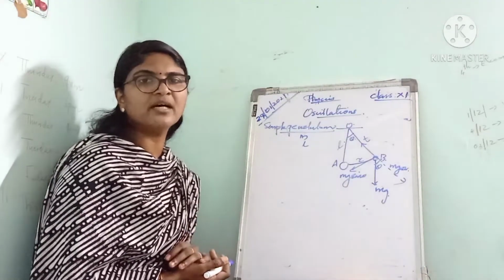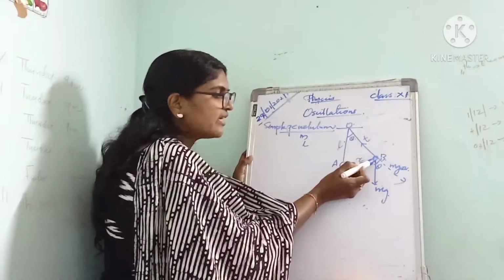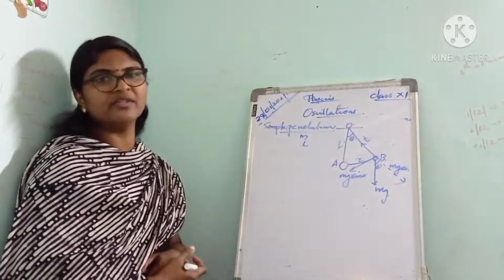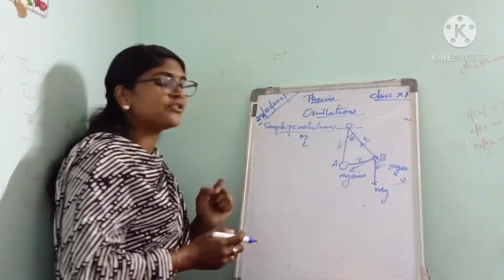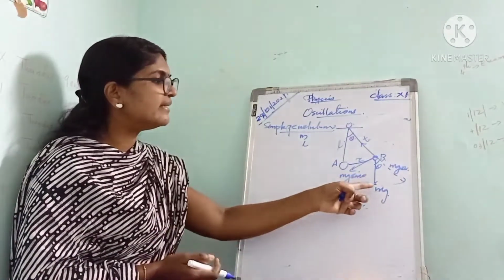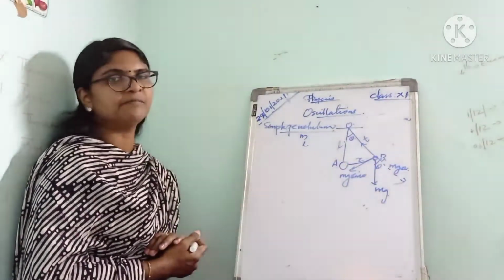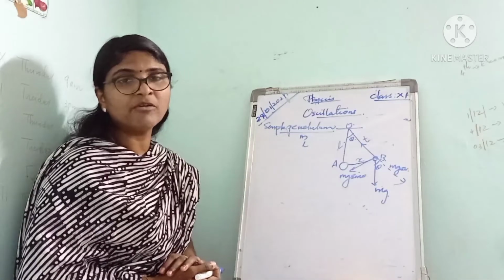Here the force due to the weight of the bob, mg, is acting vertically downward, and this mg can be resolved into two rectangular components.